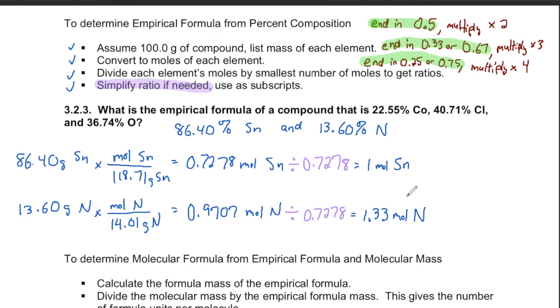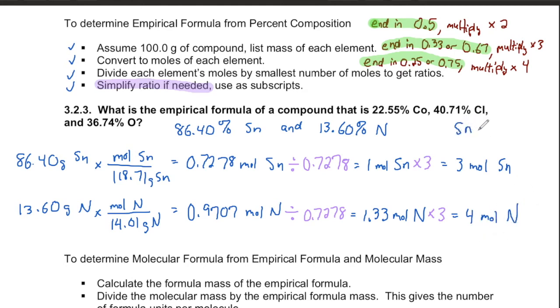So let's go ahead and divide this by the smallest number. And that gives us 1 mole of tin for every 1.33 moles of nitrogen. So this is not really a 1-to-1 ratio. The 1.33 is not small enough to round it down to 1. It's like 1 to 1 1/3. So to get this 1 1/3 to be a whole number, we should multiply both of these by 3. And when we do that, we get 3 moles of tin for every 4 moles of nitrogen.